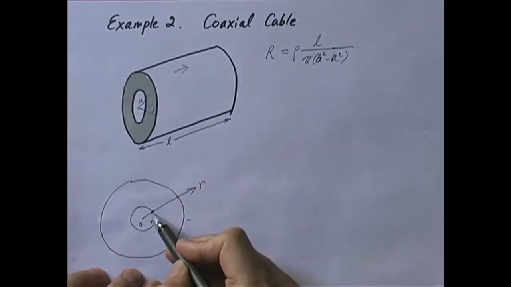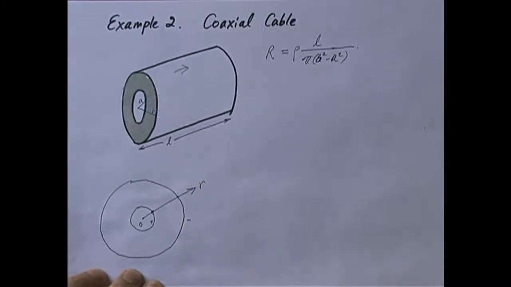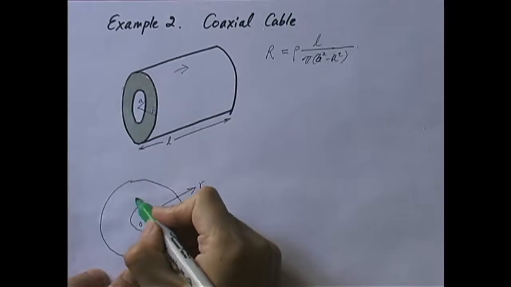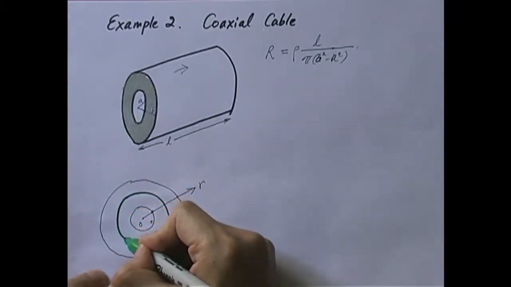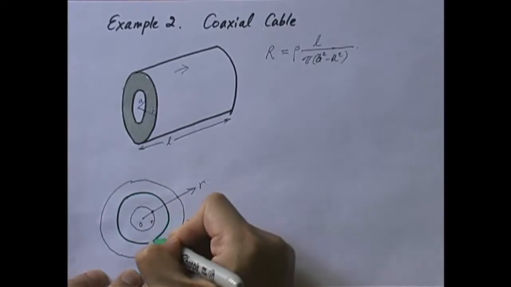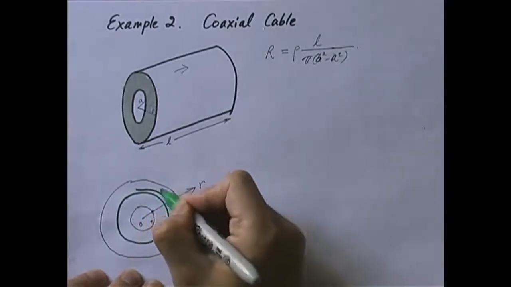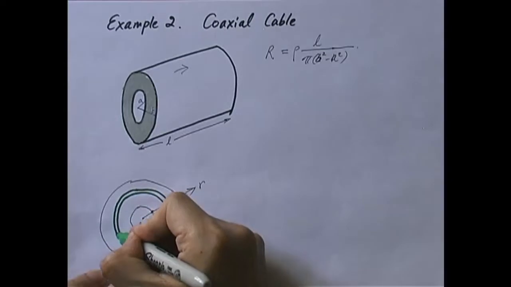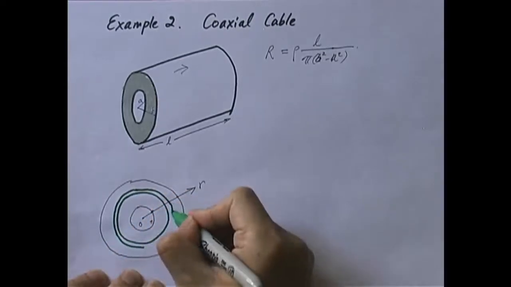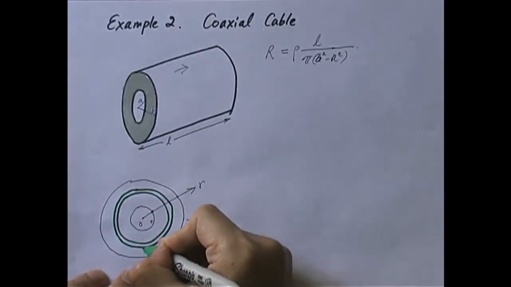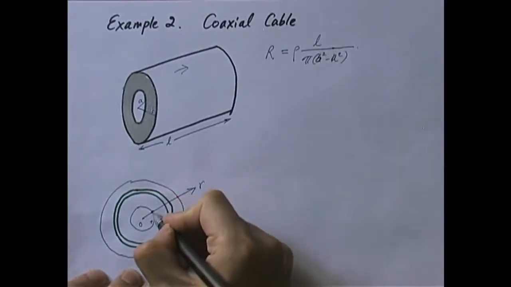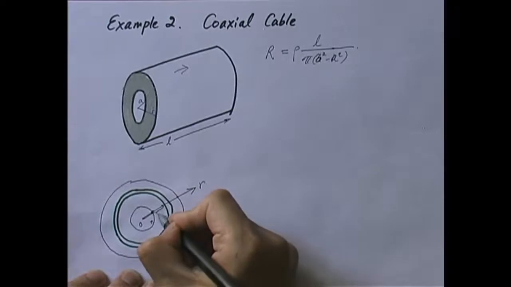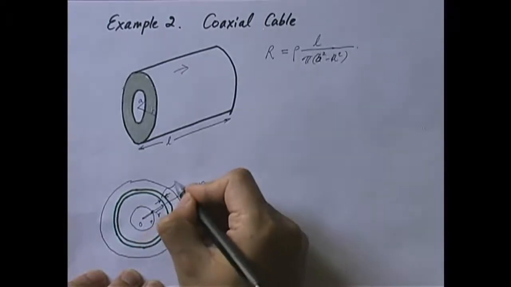as the current flows from here to there, it has to encounter different layers of the material, and each layer is in the shape of a cylindrical shell, right? So here's a cylindrical shell like this. Okay, and this cylindrical shell has a radius between r and r plus dr. So the thickness of the shell is dr.